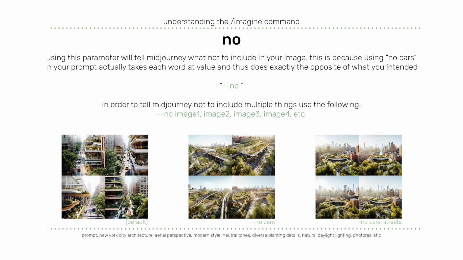Then we have the dash dash no parameter. The no parameter is how we can exclude things from our drawing, because in Midjourney, saying no cars isn't enough to get no cars, because it actually just takes the word car at face value and puts them in, so it's really frustrating. So by using this parameter, we can really filter out the information and content that we don't want.